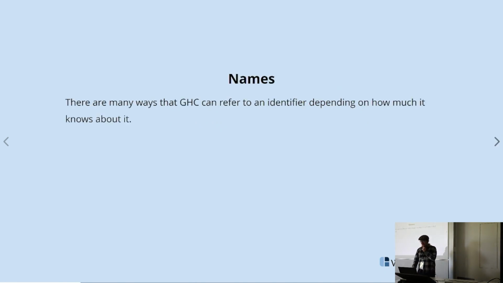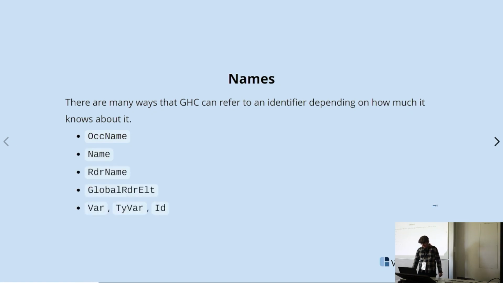So how do we refer to names in GHC? There's loads of different data types. I'm going to start off by going over them, and it can be a bit overwhelming. We've got OccName, RdrName, GlobalRdrElt, Var, TyVar, Id. These are all ways we have of dealing with identifiers or variables throughout the compiler, when we know more or less information about things.